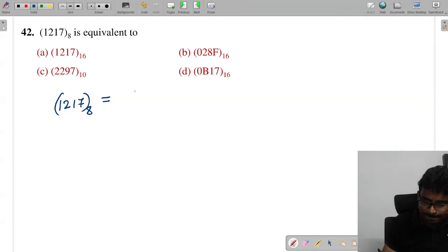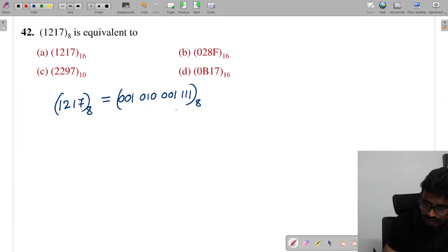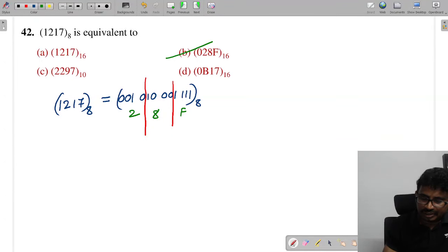How we can write 1217? 1 means, so 3 bits we have to use. 001. 2 means what? 010. 001, 7 is 111. Now this is octal form. Now, abhi humko hexadecimal chahiye. So, 4-4 we need to group it now. 4 bits and this is 4 bits. Right terminal, this is what terminal? F. This is what terminal? 8. And this is 2. Yes, so that is 28F16.